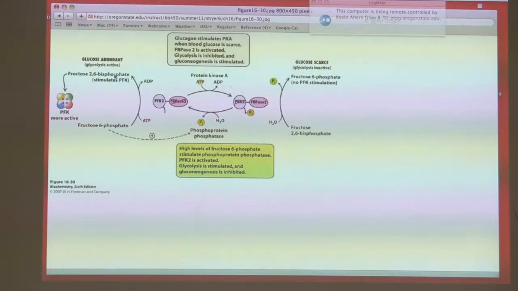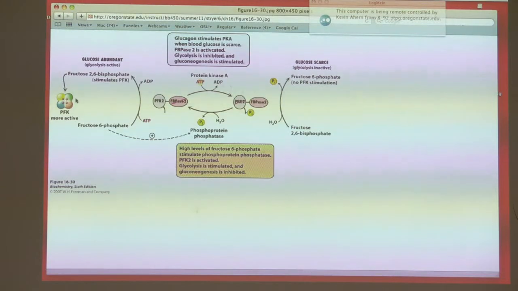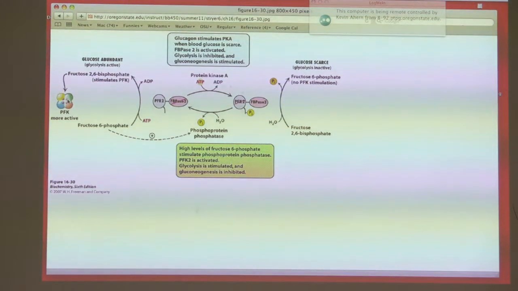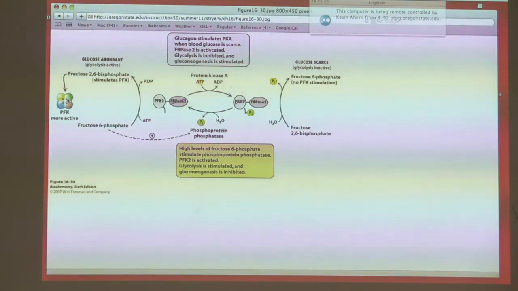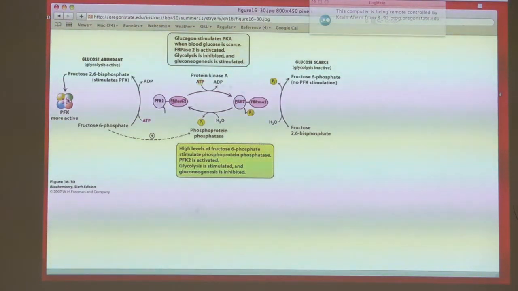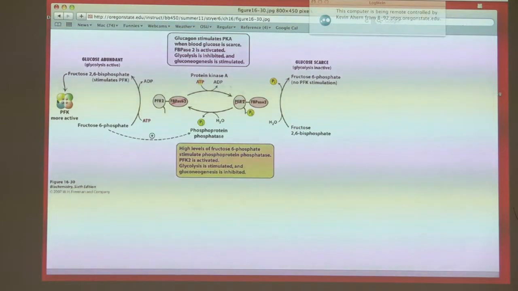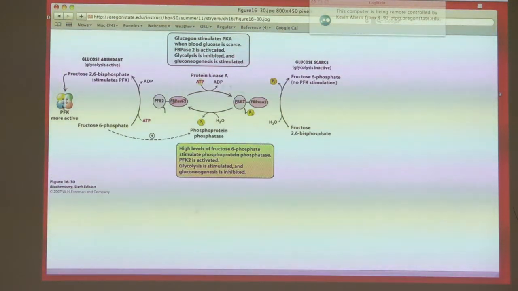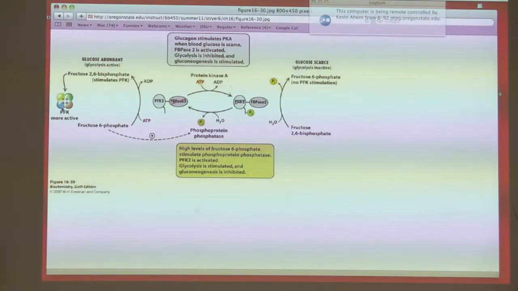Everybody with me there? Okay. Well, what did that do? That made fructose 2,6 bisphosphate. What does fructose 2,6 bisphosphate do? It activates PFK. Okay. So it's just simply showing you PFK here to indicate that this will now go activate PFK. That's going to stimulate glycolysis, and we're off and running.